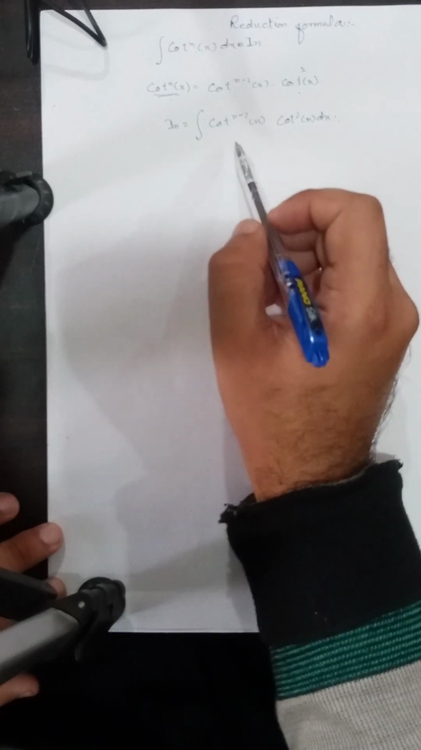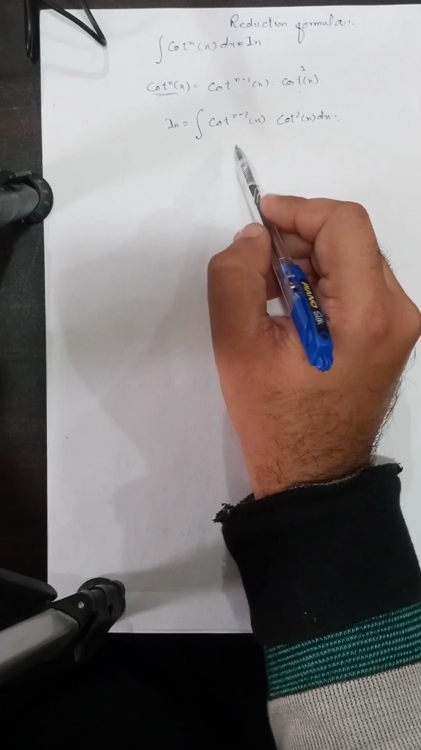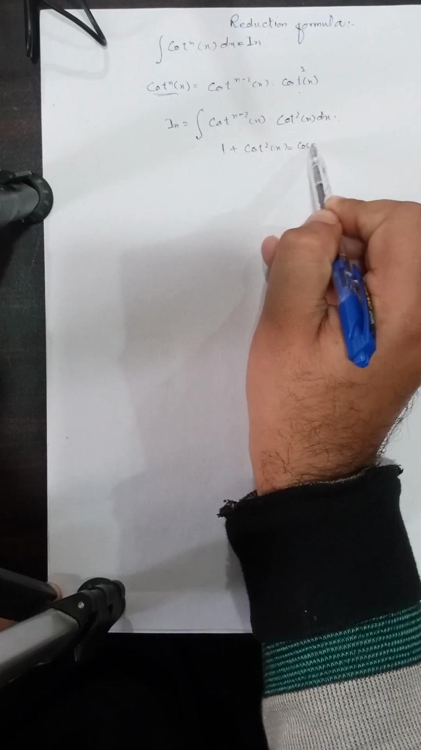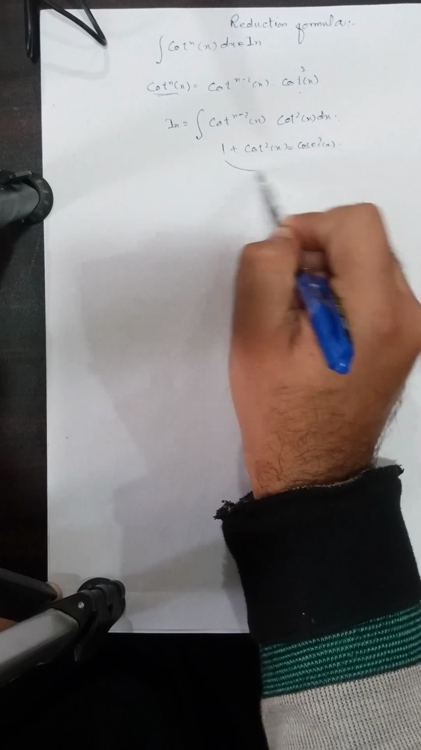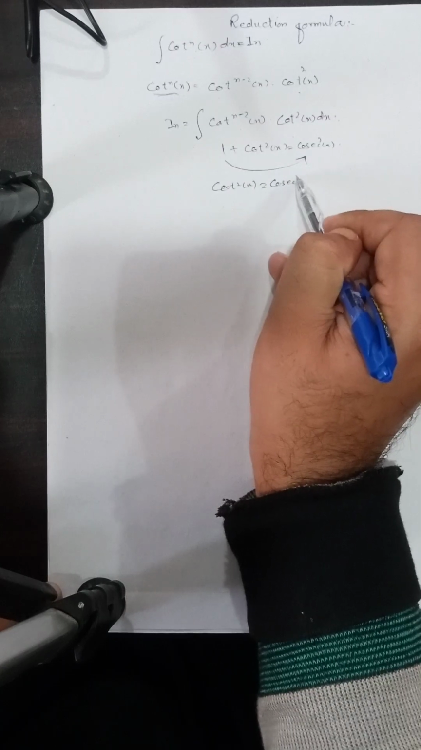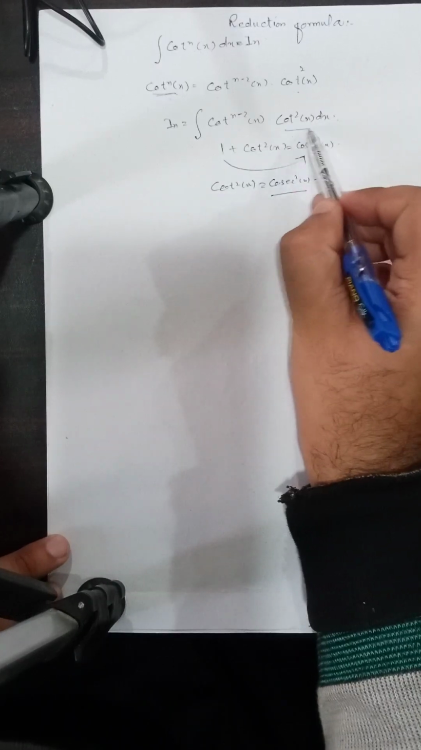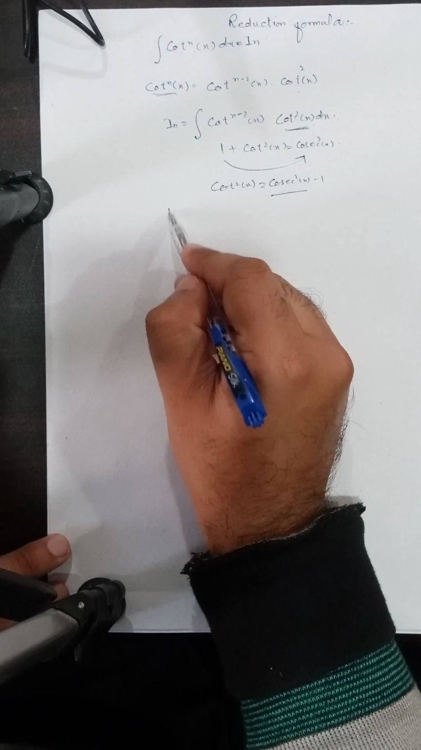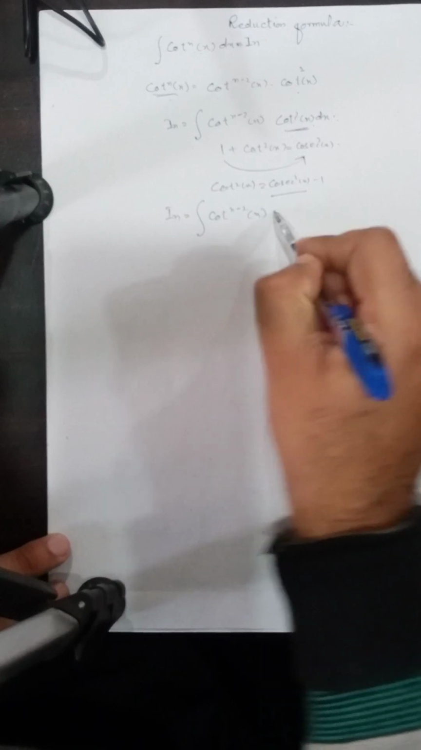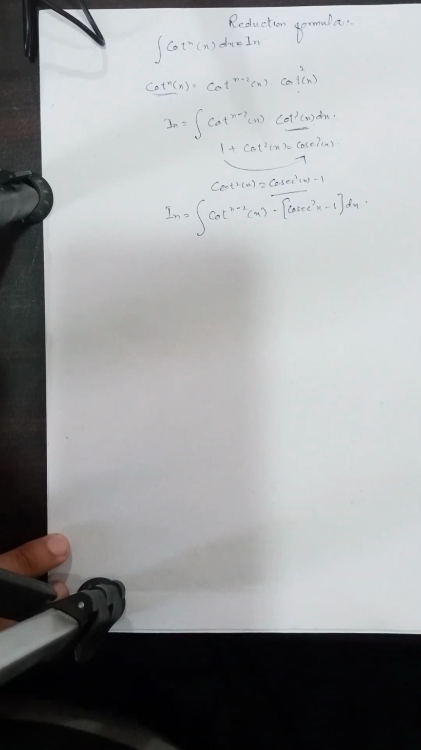We are familiar with the Pythagorean identity, which is 1 plus cotangent square of x is equal to cosecant square of x. So shift this 1 to this side: cotangent square of x is equal to cosecant square of x minus 1. Substitute this value here in the place of cotangent square of x, which gives I n is equal to the integral of cotangent power n minus 2 of x into cosecant square of x minus 1 with respect to x.